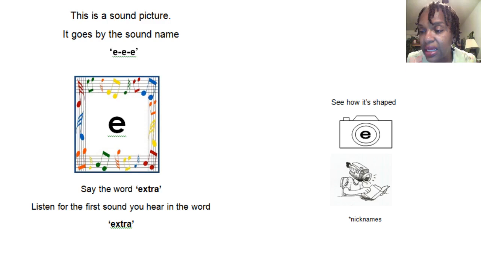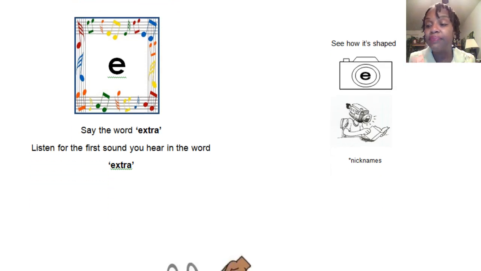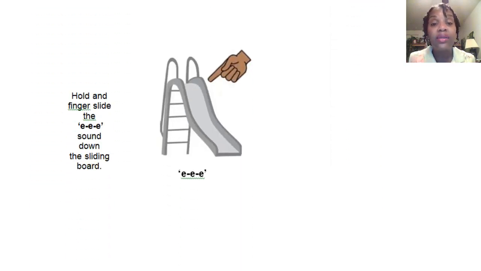So now let's slide this sound down our finger, slide the sound down the little teeny tiny sliding board. So here we go. We're going to climb up the stairs. You can pretend the cursor here is your finger, and you're going to climb up the little stairs, and then we're going to slide the sound down the board. Okay, here we go.